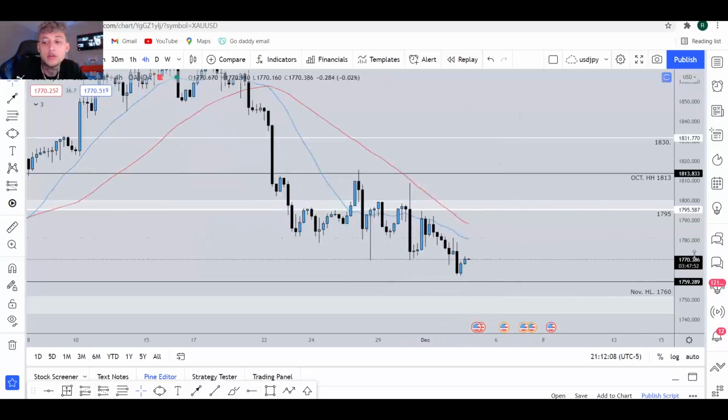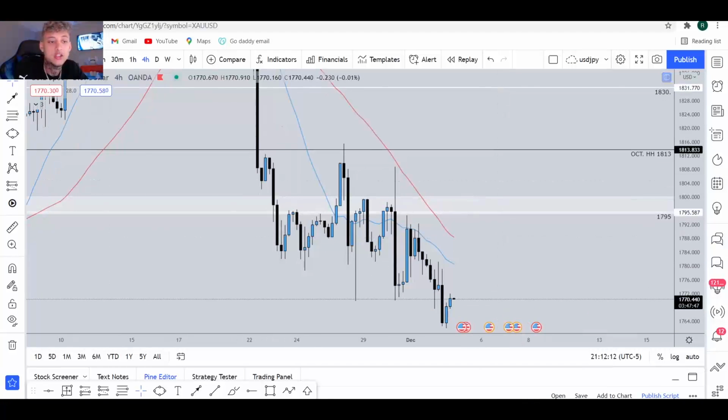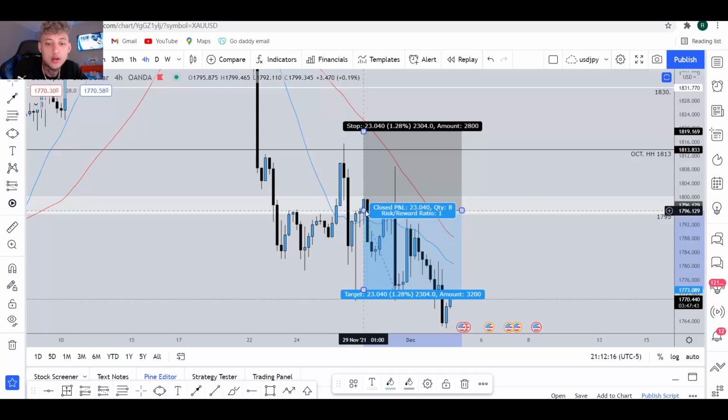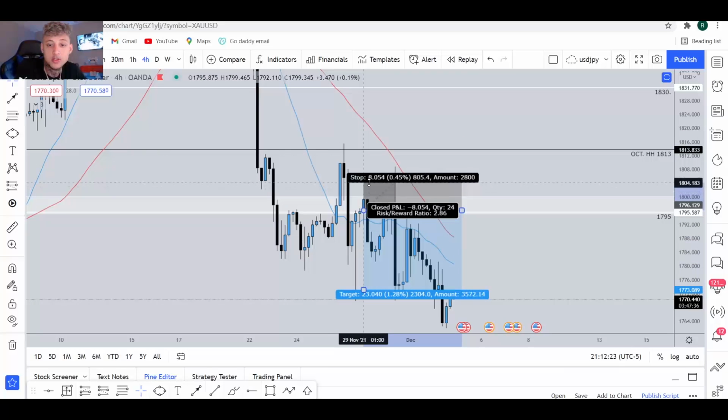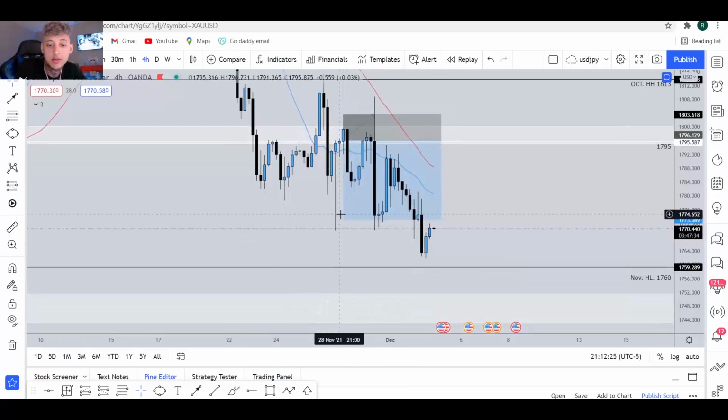Now, when it came down to that position, what I did was I ended up taking a short position right here, somewhere along this area. My apologies, guys. I took a short position here where my stop loss was a little bit above resistance and my take profit was down here, right?